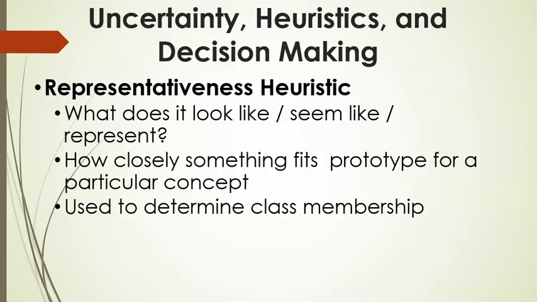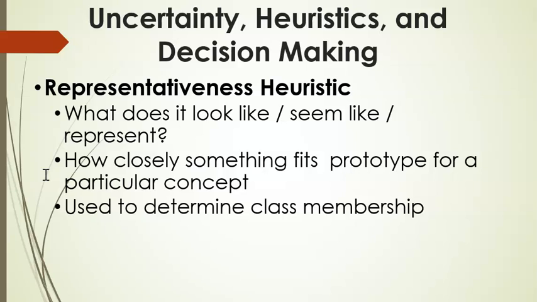Now, you're not always going to have a clear solution. So sometimes you're going to have some uncertainty. You're going to have to do some decision making, and heuristics can play a role in this. One type of heuristic would be the representativeness heuristic. This heuristic says, what does it look like, seem like, and represent? That's where the representativeness heuristic comes in.